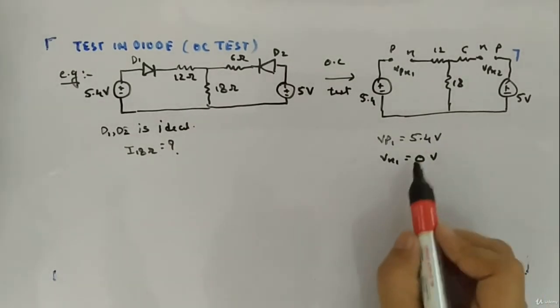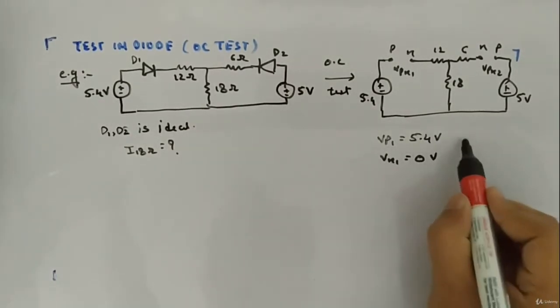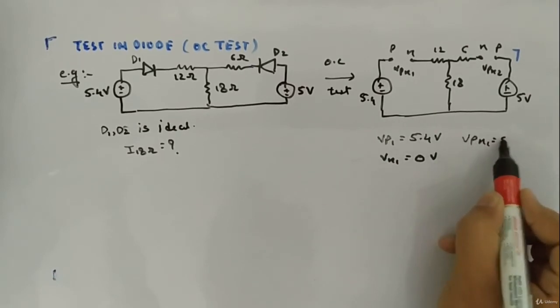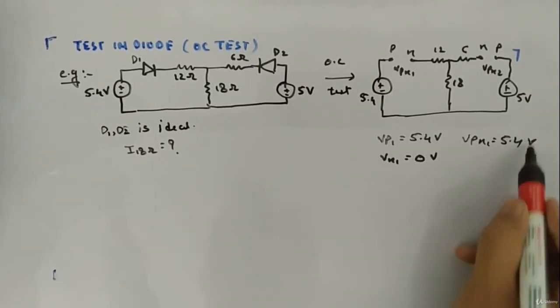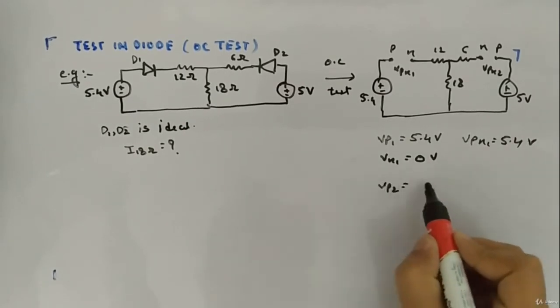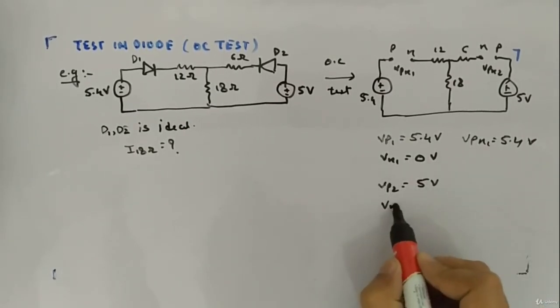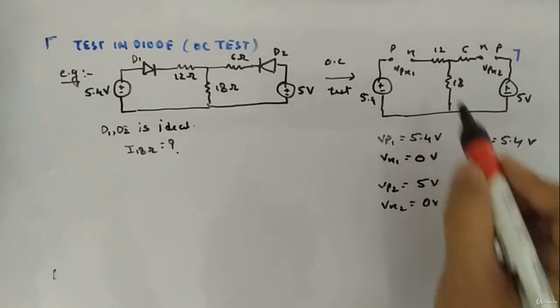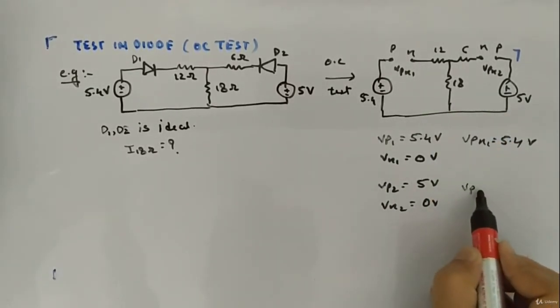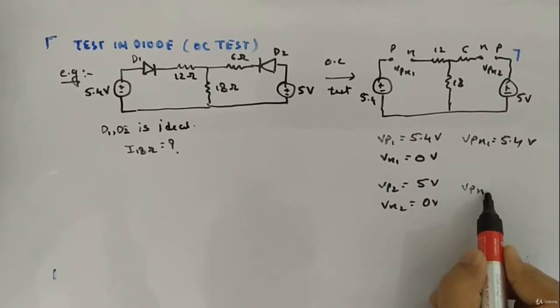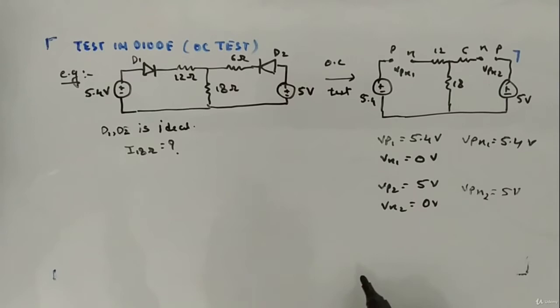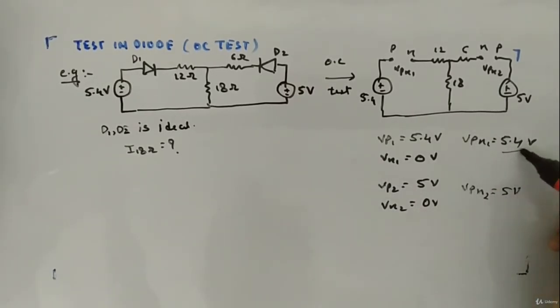VP1 is equal to 5.4, so VPN1 will be 5.4 minus 0, that is 5.4 volts. Similarly, VP2 is connected to 5 volt and VN2 is connected to 0 volt, nothing is there, so VPN2 will be 5 volt. Out of these two you can see that the first diode has the higher value, which means it will be on first. So I'll make it on.